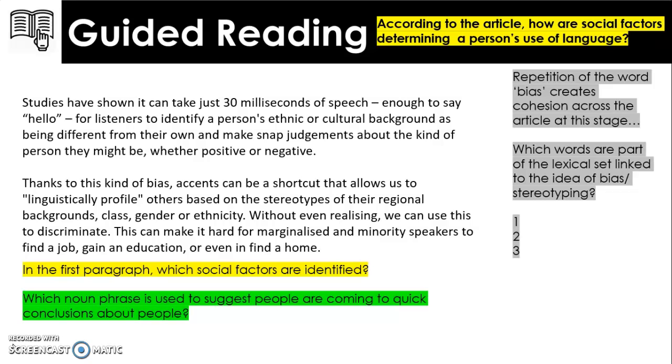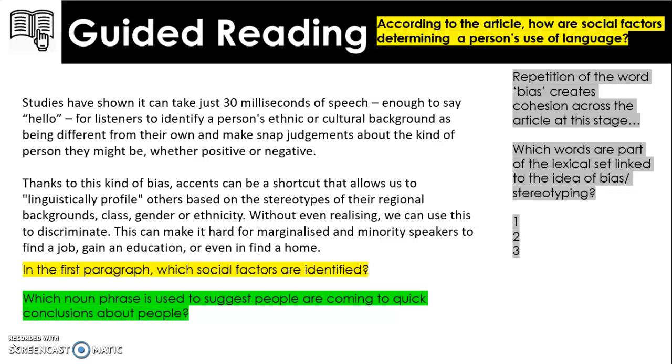Brilliant. Snap judgments. There it is. Making that quick conclusion about people that leads to bias. And if we're thinking about our repetition of words that show the idea of bias and stereotyping, what happens when we begin to treat people with bias and to stereotype?